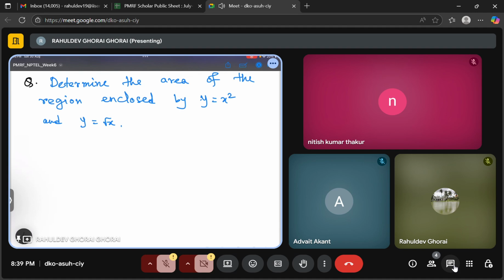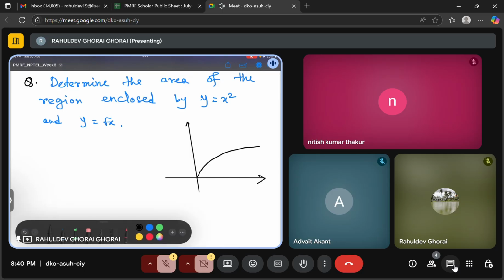Can you do this? For area type of questions, you need to mainly draw properly what the curve is, what the graph is. So y equal to square root of x looks something like this, and y equal to x square, because y equal to square root of x does not exist beyond x equal to 0 on the left side, y equal to x square will look something like this, and the area will be this portion mainly.